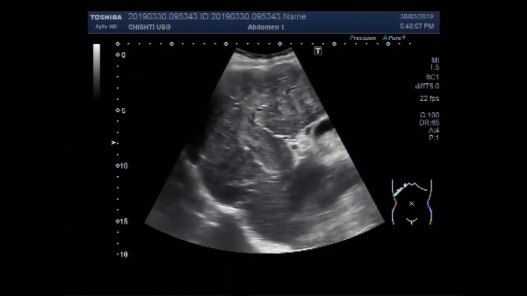This ultrasound video shows a hepatic mass, and this one is the gallbladder, and this one is the mass in the porta hepatis. A mass is also seen in the liver. This one is the mass, and this mass lies in the porta hepatis.